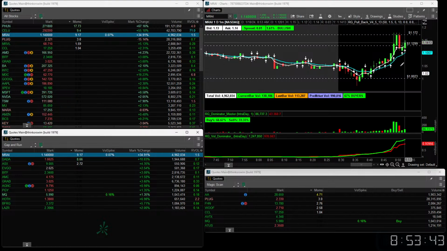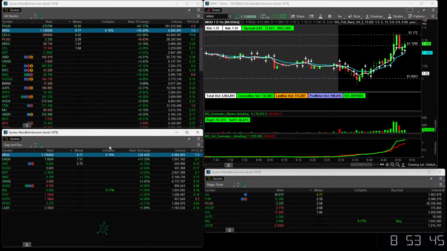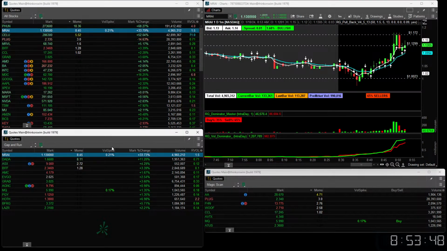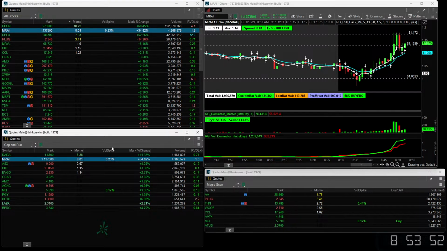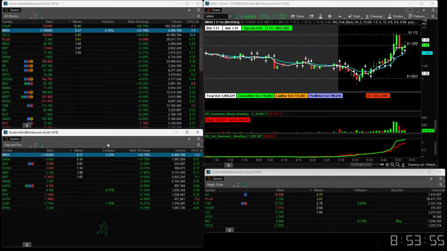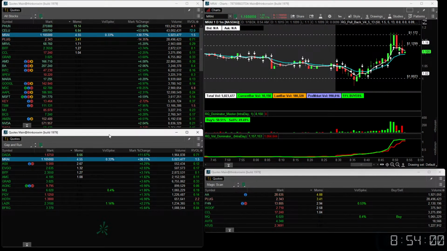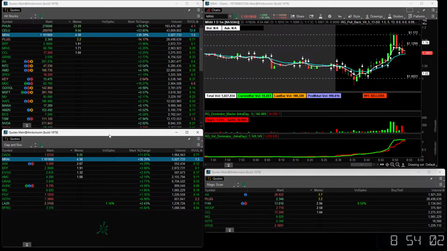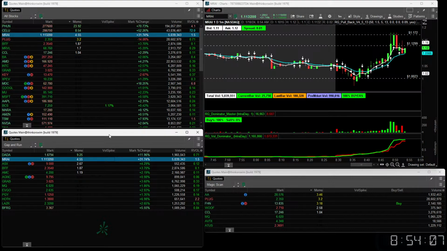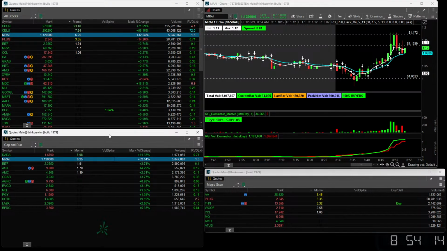I mean, this is a very sloppy pullback right here. Most important thing today is don't try to create a trade. Don't take a guess that something's going to go up. That's where you make a mistake. Just like this one here, guessing that it's going to go back to $1.17 is gambling.